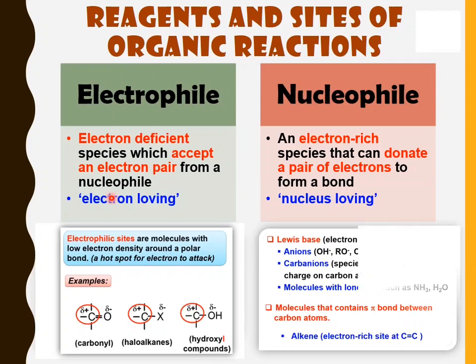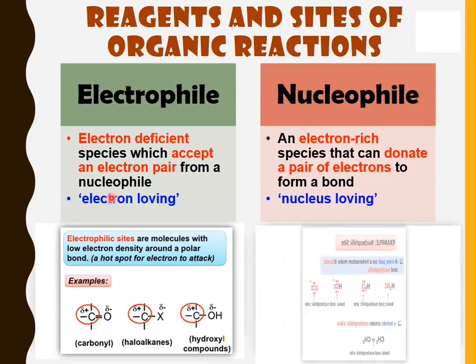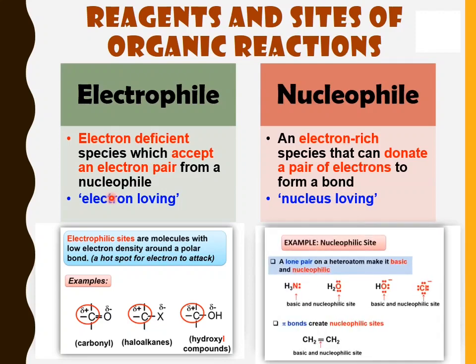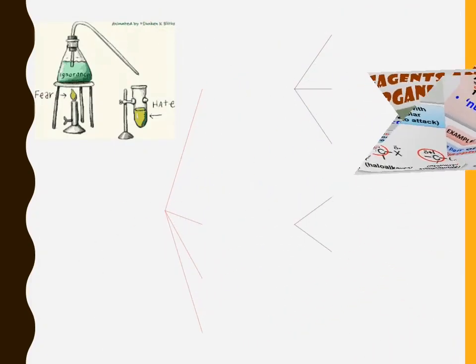So for nucleophile site, we look at this example. Nucleophile site, a lone pair of heteroatom makes it basic and nucleophilic. So normally nucleophilic site is molecule that consists of lone pair. So basic and nucleophilic site. So this is nucleophilic site. Alright. So normally the central atom contains lone pair or consists of double bond.